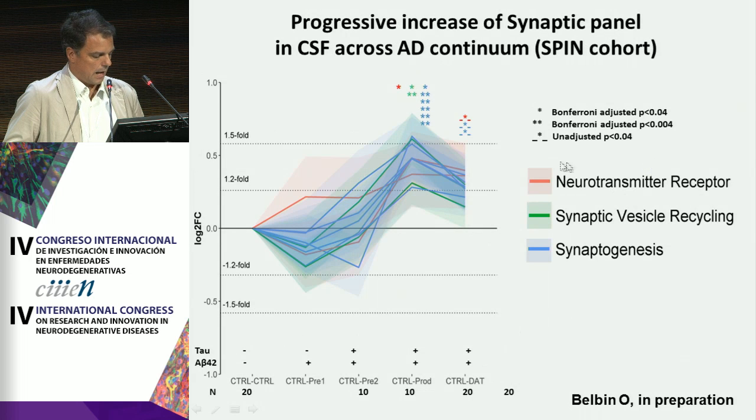We are also testing these synaptic proteins across the Alzheimer's disease continuum in CSF in our cohort. These are different groups from preclinical AD to AD dementia. The summary is that the synaptic protein levels peak, being increased in prodromal stages, and they tend to decrease later at the dementia stage.